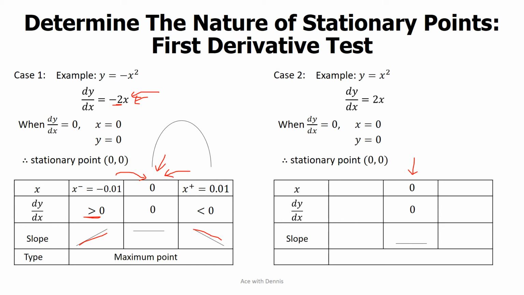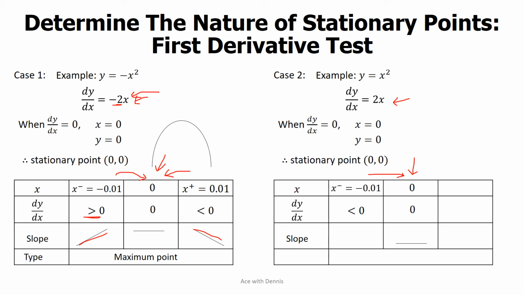Okay, the slope is a horizontal line when dy over dx is 0. The next step is I want to choose a number or a value which is very close to 0 but less than 0. Let's choose x minus as negative 0.01. Then I substitute into dy over dx. Okay, and for this case, I get a negative value which is less than 0.